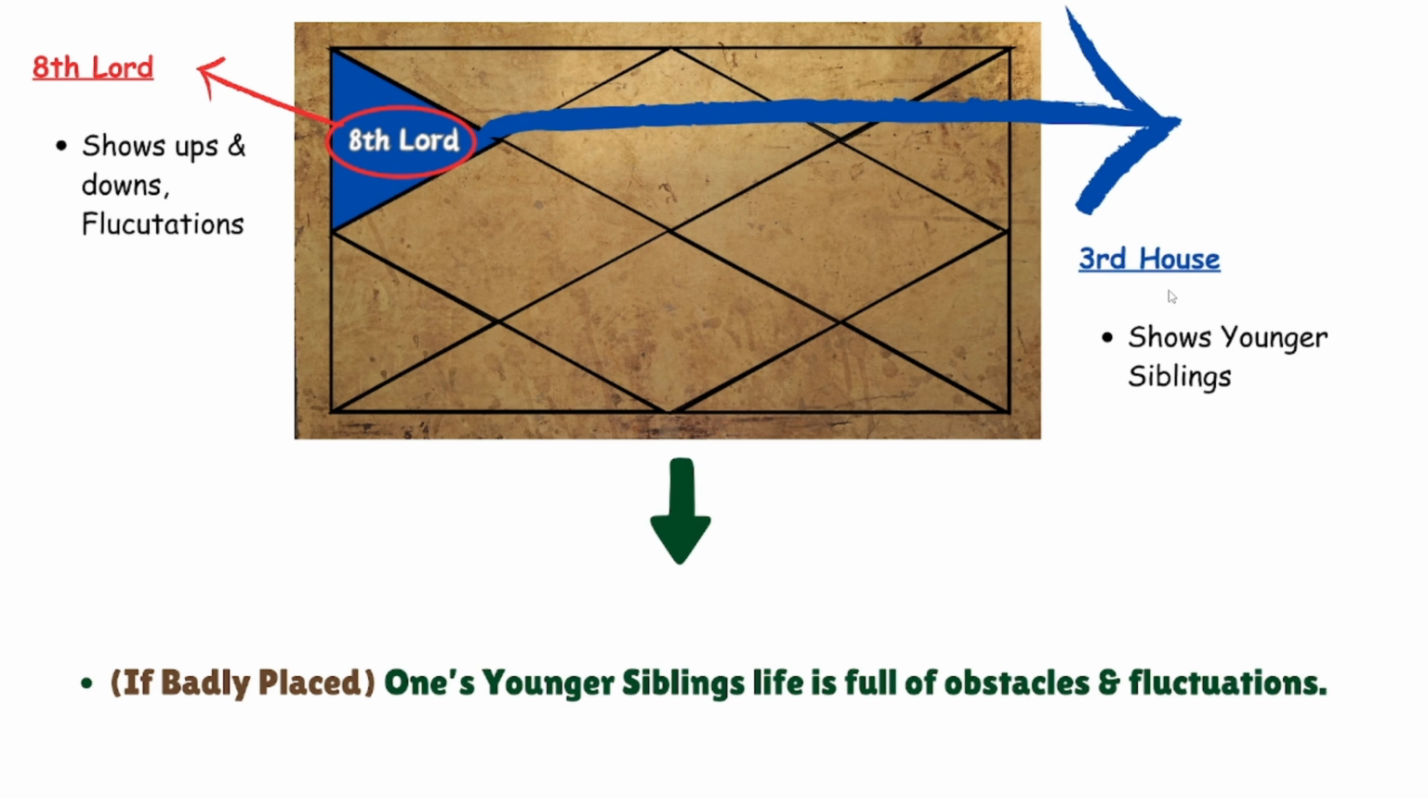Now, eighth lord shows ups and downs, fluctuations in one's life, and third house is a house of your younger siblings. So if this is badly placed, your younger sibling's life is going to be full of ups and downs, fluctuation, obstacles. It is not going to be smooth. Some periods or some phases would be too high, and then there will be a sudden downfall, and then again high. So it will go in this manner.